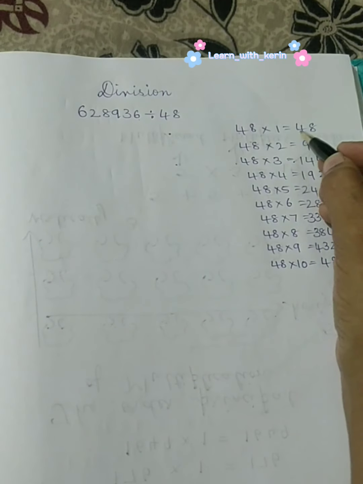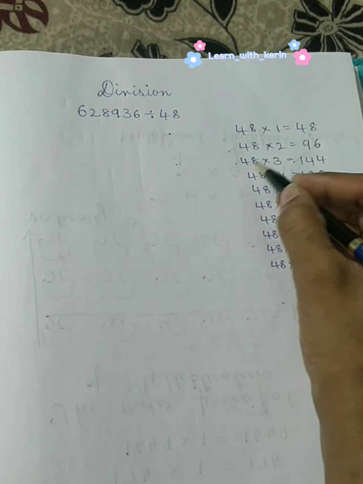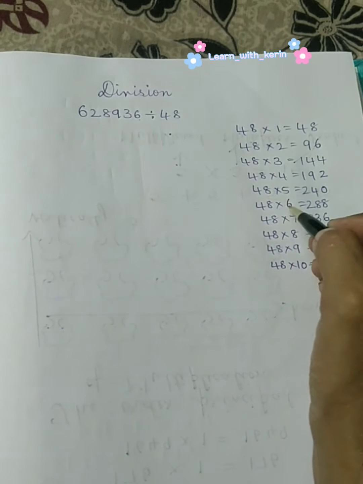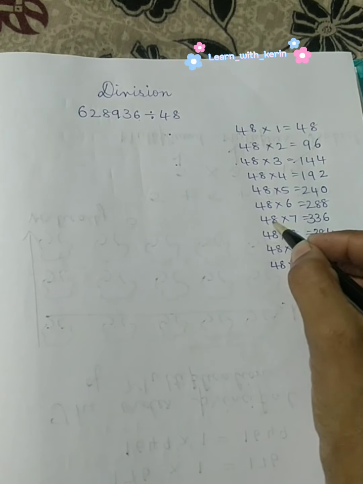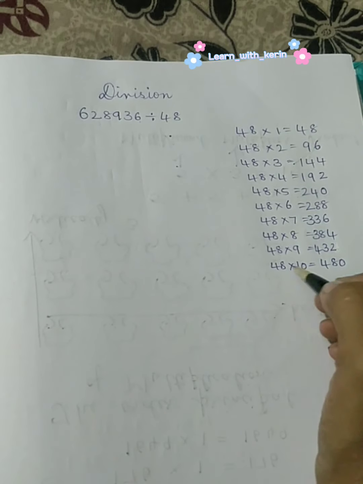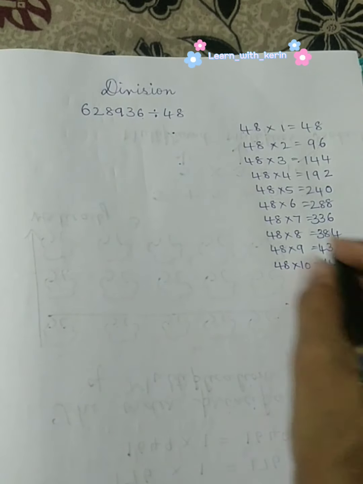As you can see here on the screen, I have multiplied 1 with 48, 2 with 48, 3 with 48, and I have written answers here. 4 with 48, 5 with 48, 6 with 48, 7 with 48, 8 with 48, 9 with 48, 10 with 48. I have multiplied these numbers and I have written the table here. Now let us begin to solve the sum.